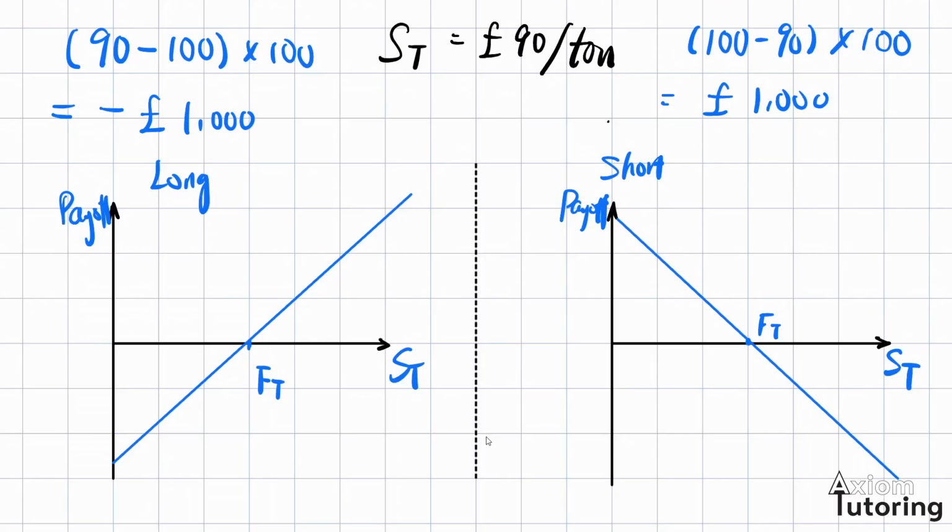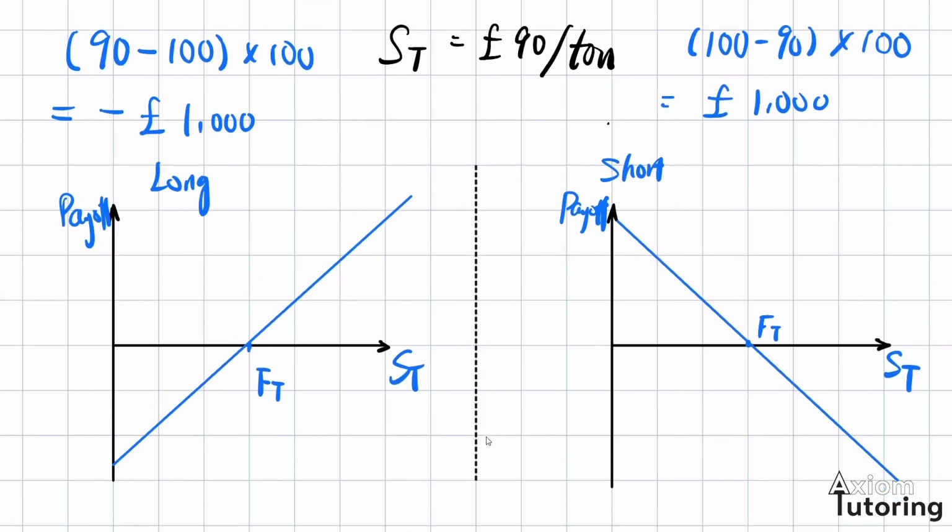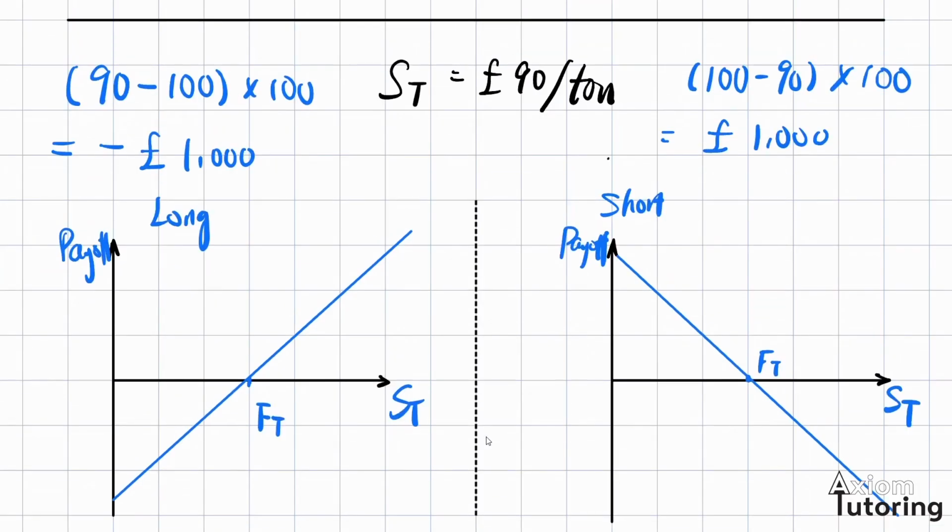And as you can see, this corresponds to our numerical example as well. If the spot price is higher than your forward price, then the payoff is positive. If the spot price is lower than the forward price, then the payoff is negative for the long position, and that's quite the opposite for the short position. So this is the basics of forwards, and you should know how it works and which one gains and which one loses out.